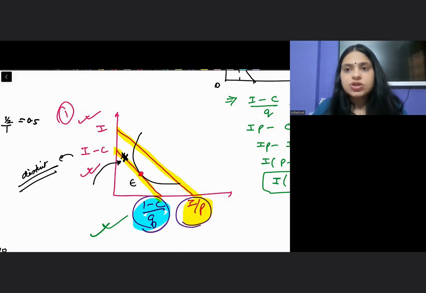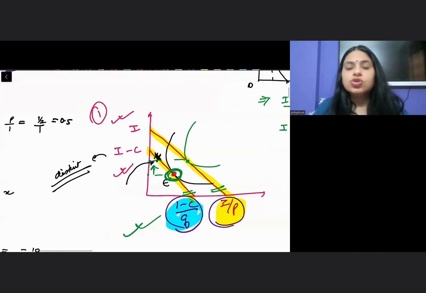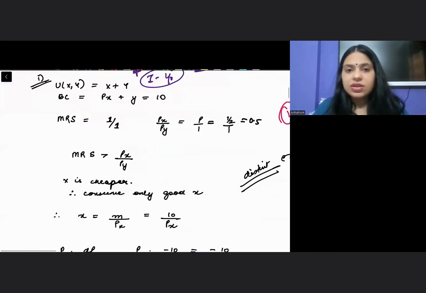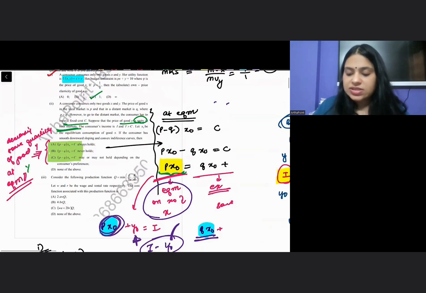So even the substitution effect should tell you to consume more of good Y. So there is no reason why you will stick to the same consumption of good Y when you shift from distinct to the local market. And if anything, you should be consuming more of good Y also. You should be spending more money on good Y also. So using that, it is clear that I will not be spending the same amount of money on good Y in the two markets, right? Now, this is case one.